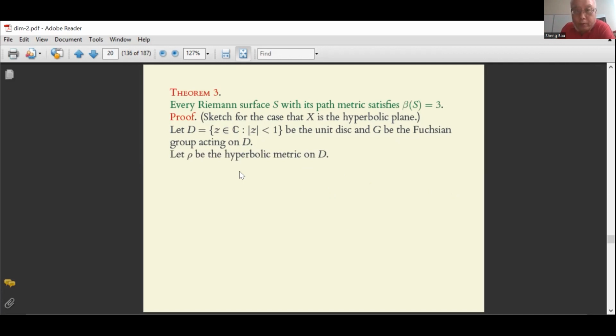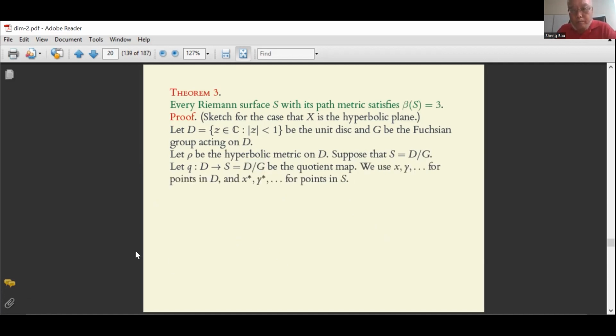Let rho be the hyperbolic metric on D. And therefore, our Riemann surface is actually a quotient of this disk by G, by the uniformization theorem. And there is a quotient map from D to the quotient. Of course, this is the topological quotient map. If you have a quotient by a group, this is the surjective mapping, which maps every point of the space D to the equivalence class given by the group action.